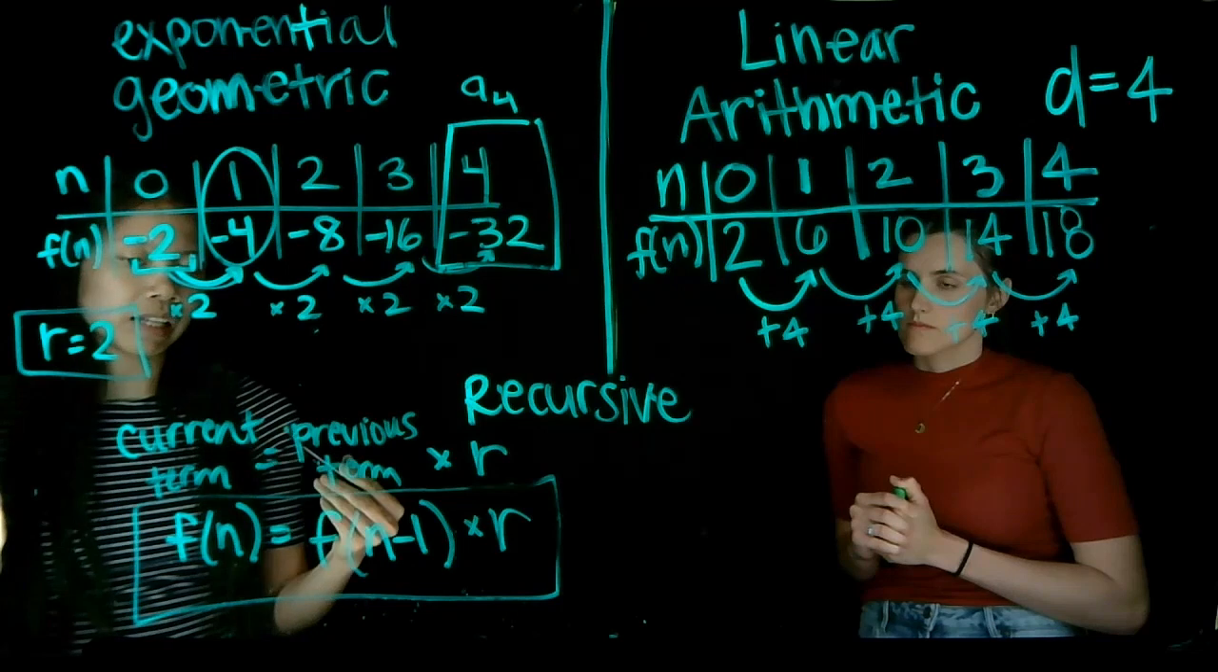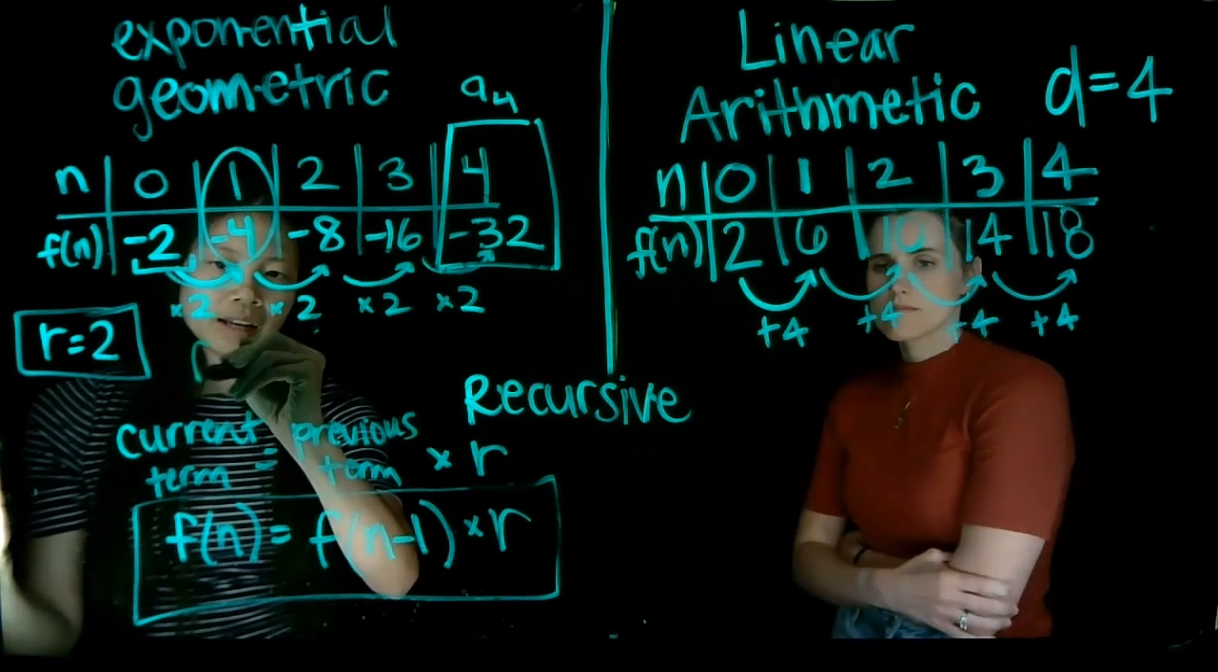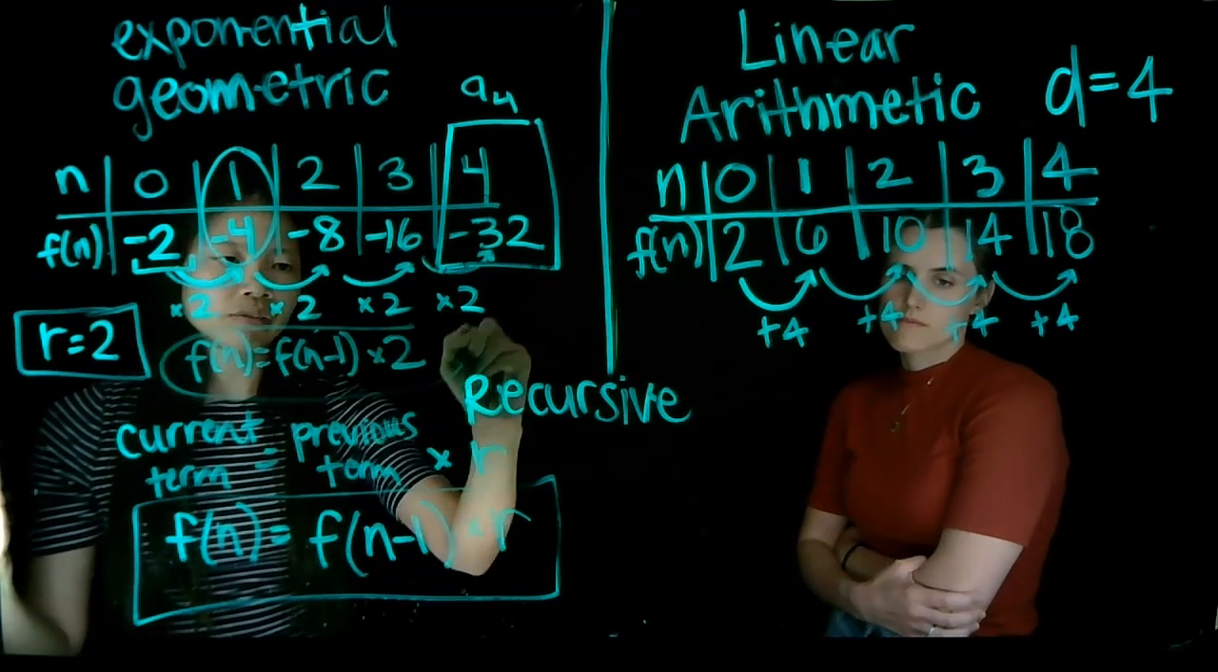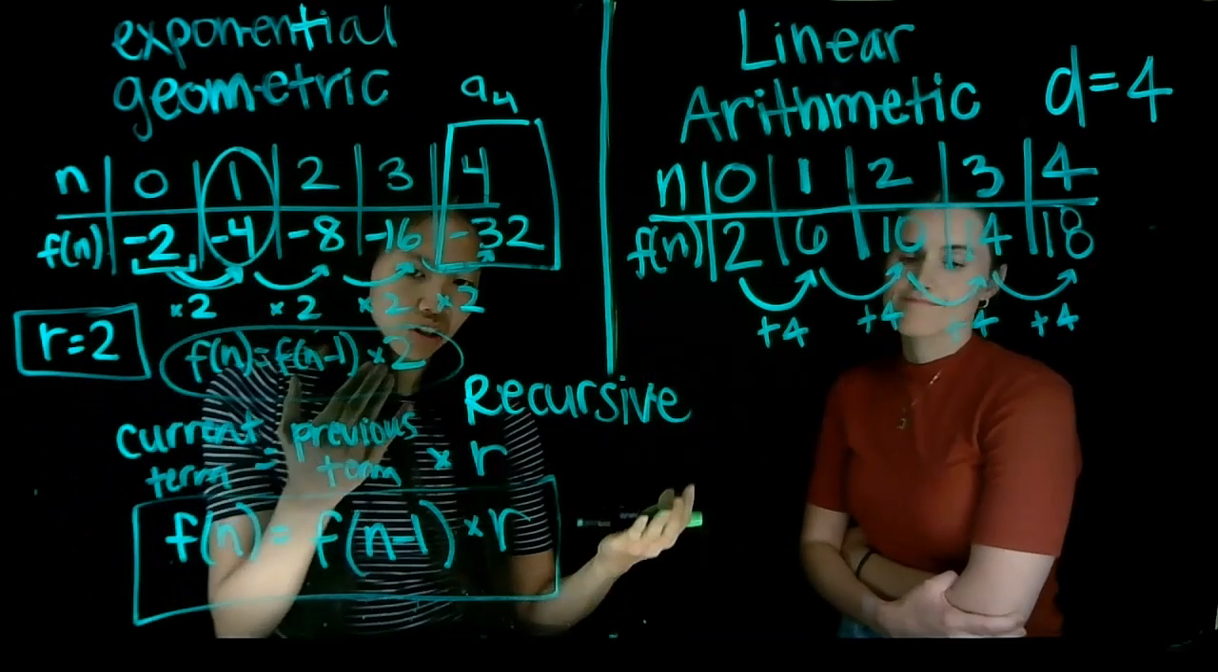However, I have to give a starting term, because if I just say f of n equals f of n minus 1 times 2, and I just give someone that, if Emma were to create a list, she could start anywhere, right?